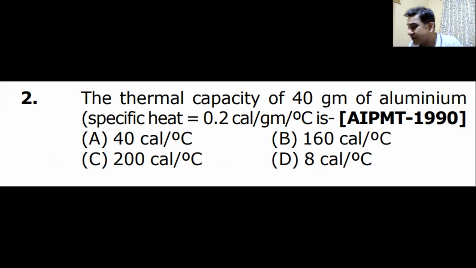Question number 2. This is from your calorimetry sheet. Two sheets have been intermixed. Question number 2: the thermal capacity of 40 grams of aluminum. Specific heat is given to you. What is the answer? Waiting for your answers.